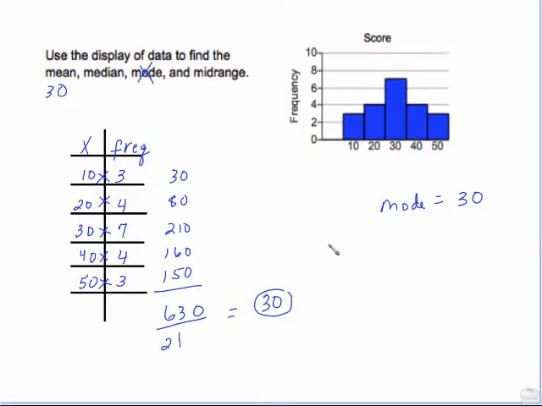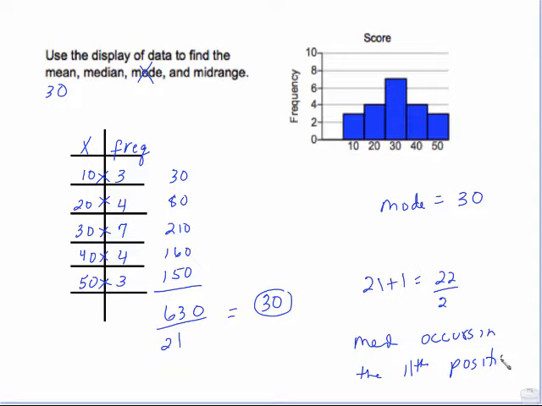Now the median, I will do this from the standpoint of how many numbers are there. We figured out that there were 21 numbers. So 21 plus 1 is 22 divided by 2 tells me that the median occurs in the 11th position. The median is not 11, it occurs in the 11th position.